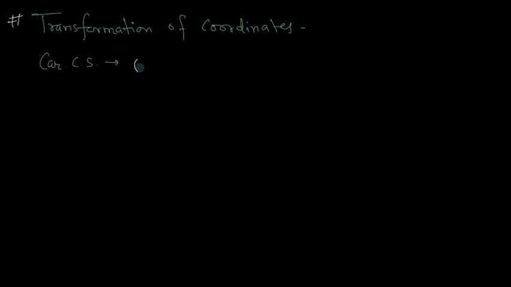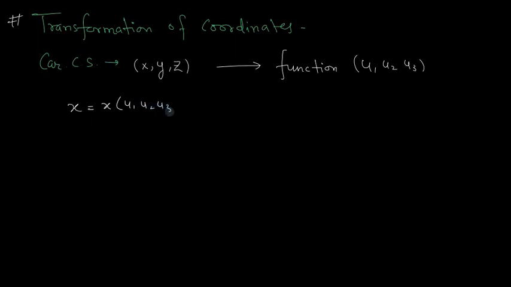Let's say there is a point in a space that is written as x, y, z. Suppose these rectangular coordinates of any point in a space are expressed as functions of, let's say, u1, u2, and u3. So you can write x as a function of u1, u2, u3. Similarly, y as a function of u1, u2, u3, and z as a function of u1, u2, and u3.